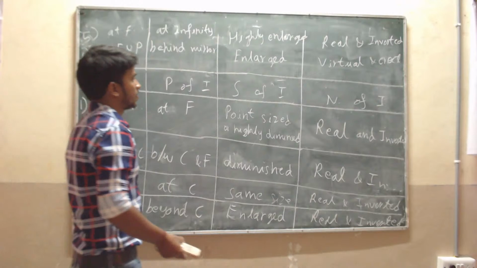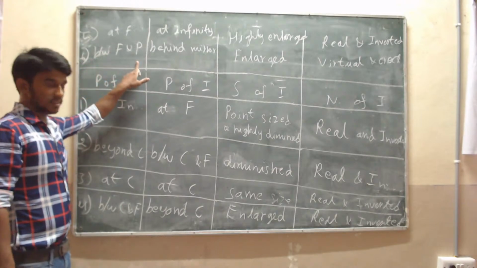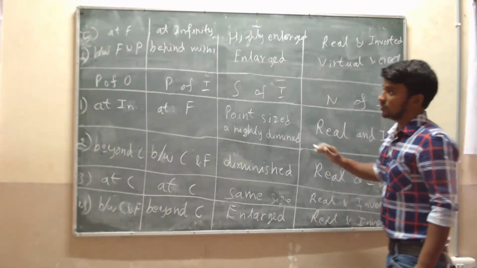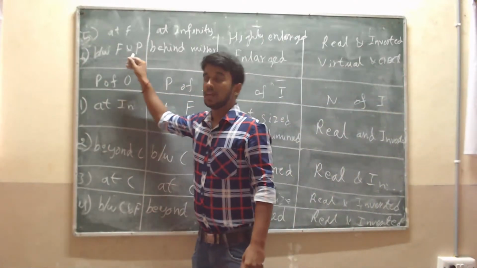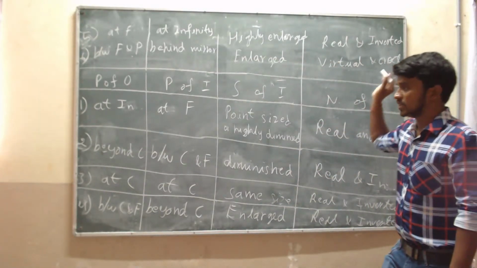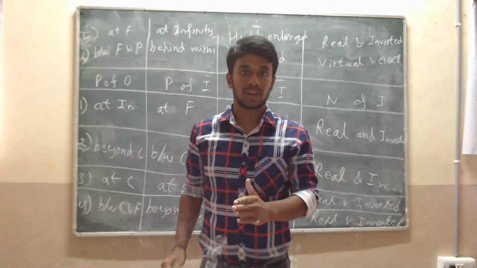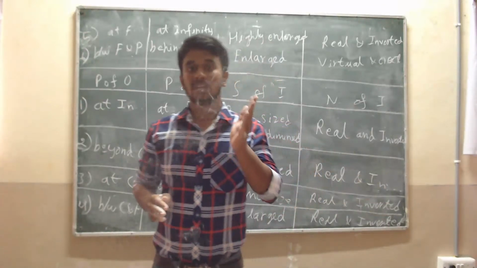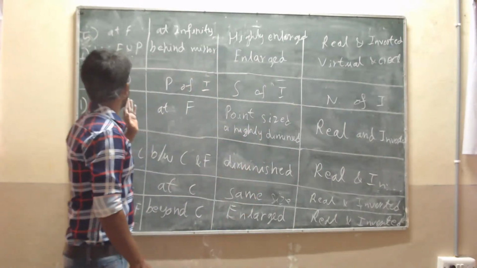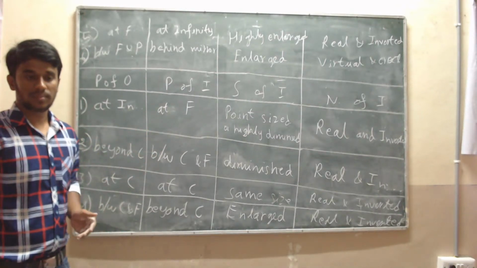Virtual and erect. Just observe here. Except this case, sixth one, between F and P, in all the remaining cases the nature of the image is real and inverted. But when you keep the object between F and P, at that time the nature of the image is virtual and erect. The images formed by a concave mirror may be sometimes virtual and sometimes real. That depends on where you keep the object. When you keep the object between F and P, you will get a virtual image and it is erect.